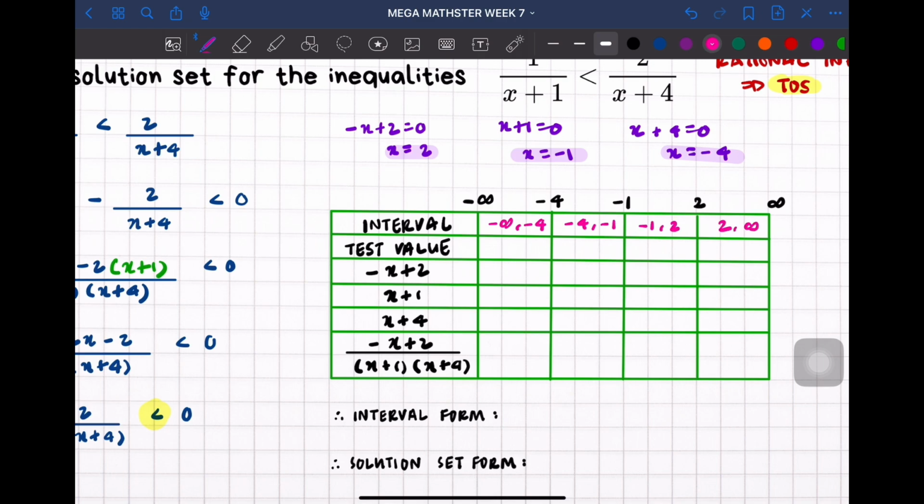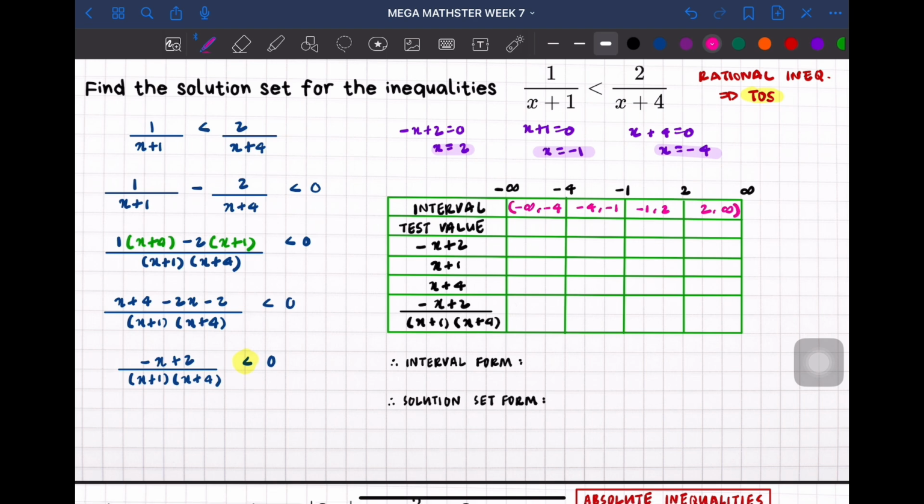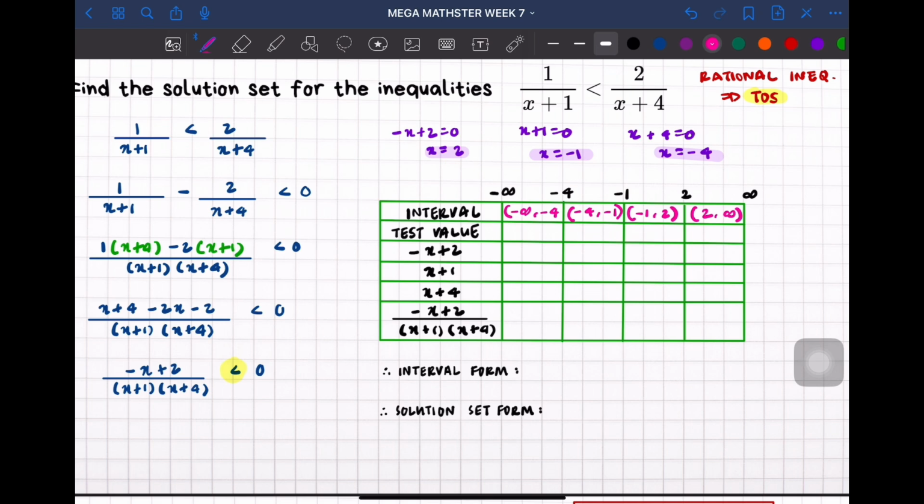Infinity is always an open bracket. The same goes for the values in the denominator, which are also open brackets. So open here, here, and here. For the numerator, we look at the sign over here. It doesn't have the equal sign, so we use the open bracket as well. Next, please insert the test value. We'll choose negative 5 over here, negative 2 here, 0 and 3.